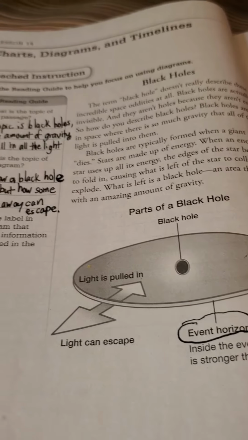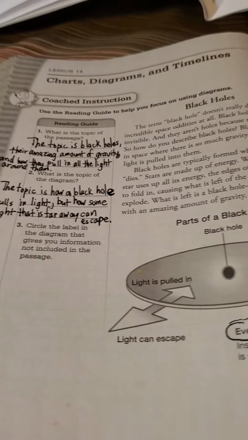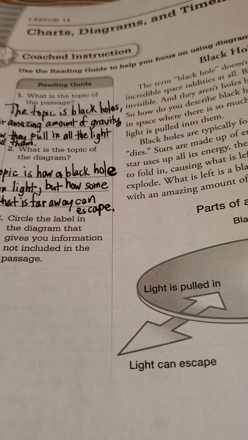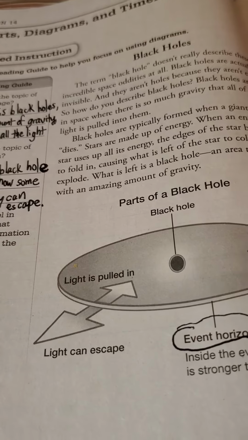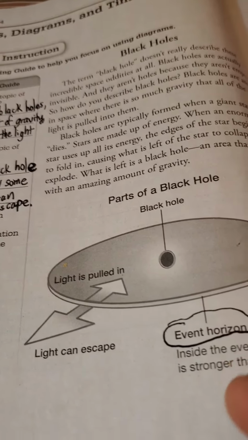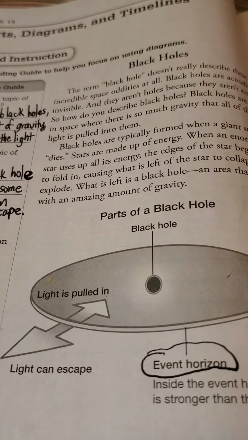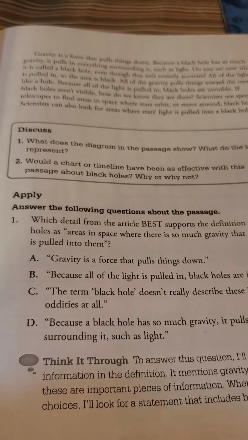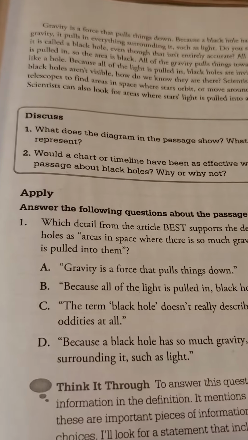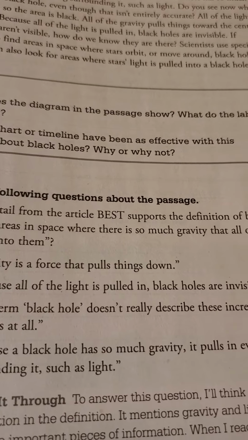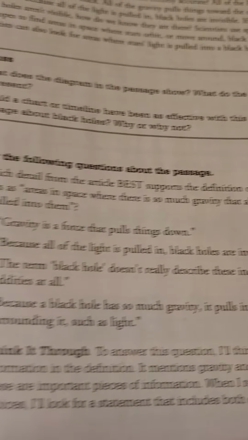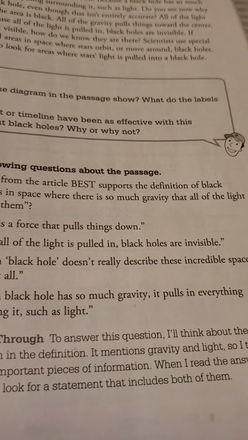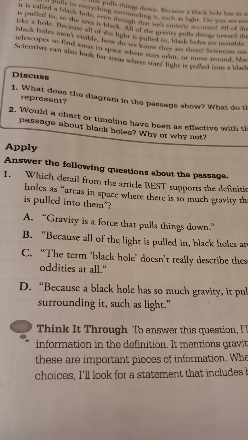Okay? So when reading, always remember, think about what we learned before. Big ideas, supporting details. Think about how the titles and the diagrams and the text go together. And then let's look at our apply question. Answer the following questions about the passage. Which detail from the article best supports the definition of black holes as areas in space where there is so much gravity that all of the light is pulled into them?